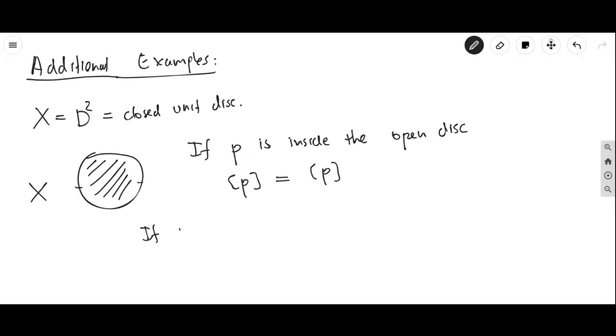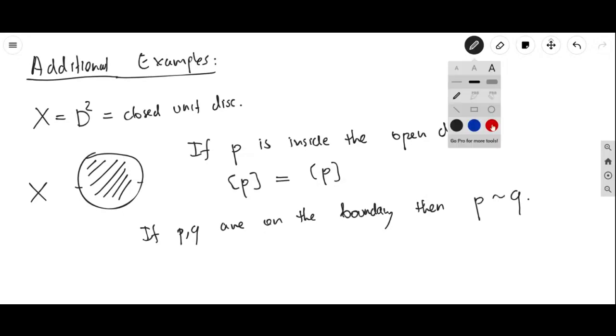And then you would say that if P and Q are on the boundary, then P is related to Q. So this point and this point are the same. All of these points are going to be treated the same. We're saying this and this are equivalent. This is equivalent to that, so therefore all three are equivalent. So anything on the boundary is just equivalent, no matter where you're located.